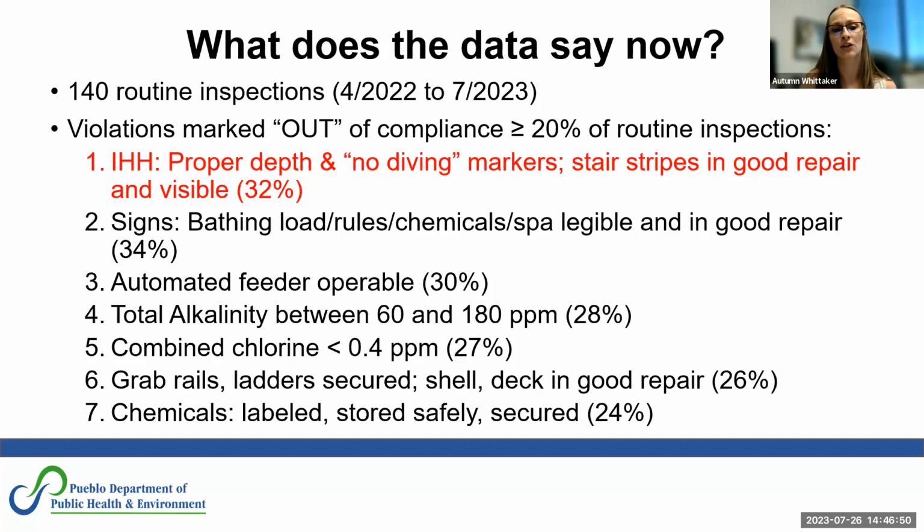We're seeing that signage, automated feeders, total alkalinity, combined chlorine, all of these things are our most out of compliance violations for our non-critical violation items. So back in September of 2022, we did a presentation to our state counterparts, and we had 14 violations that we had marked out of compliance greater than 25% of the time. So now that's cut in half. We're closing that gap for how out of compliance they are. And so we're seeing some progress here. We're really excited to see this list get smaller and smaller.